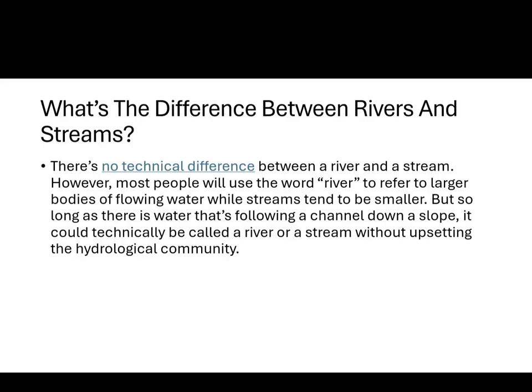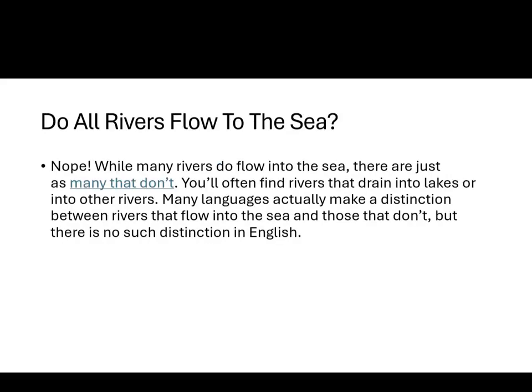And what is the difference between rivers and streams? Technically, there is no difference between a river and a stream. However, most people use the word river to refer to larger bodies of flowing water, while streams tend to be smaller. But so long as there is water that's flowing in a channel down a slope, it could technically be called a river or a stream without upsetting the hydrological community.